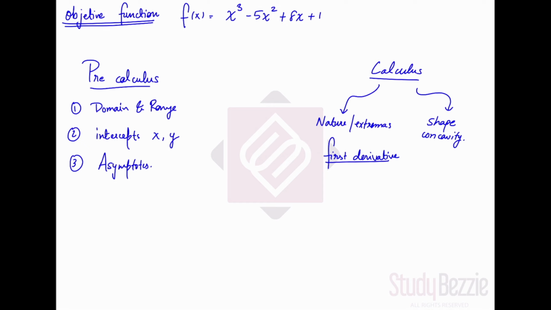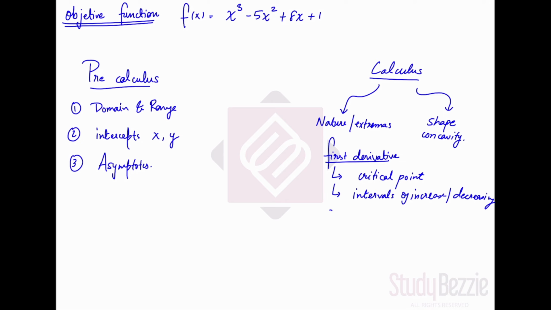The first derivative will give you a few things. It will give you critical points. To figure out a critical point, you will use the first derivative. I'll show you how to do that in just a second. It will also give you intervals of increasing and decreasing behavior. That's what the first derivative is going to give us.